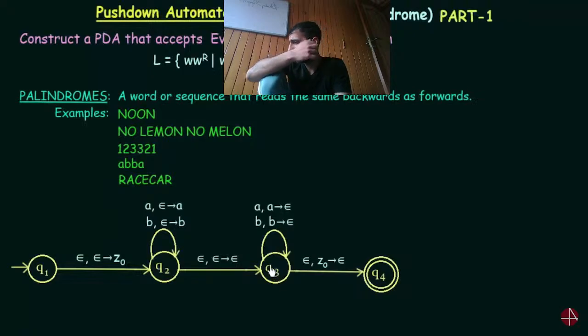And in Q3 also, we can get inputs either A or B. And let's see what we do. If you get input A, you pop A from the stack and don't push anything. So if you get an A, you check if A is on the topmost of our stack or not. And if it is there, then you pop it and don't push anything.